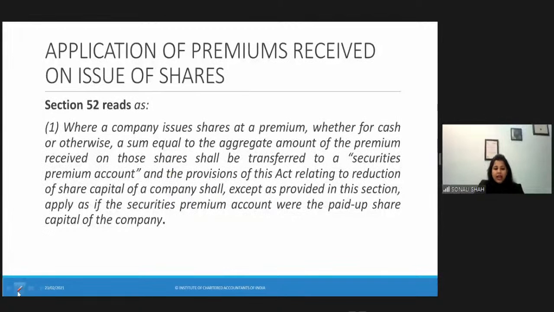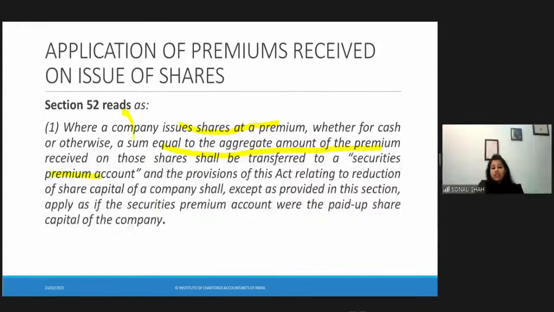Section 52 says where a company issues shares at a premium, whether for cash or otherwise, a sum equal to the aggregate amount of the premium received on those shares. So let's say the company issued 10 shares at rupees 14. Their face value is rupees 10. It issued 10 shares at rupees 14. So what is the aggregate of premium received? 4 into 10, rupees 40. So this aggregate amount of premium that is received will be deposited to the securities premium account.